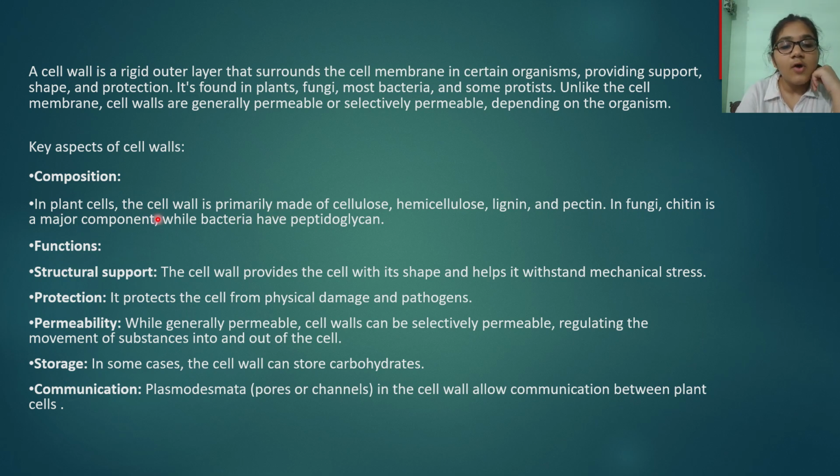The plant cell wall is primarily made up of cellulose, hemicellulose, lignin, and pectin. In fungi, chitin is a major component, while bacteria have peptidoglycan. ओके बैक्टीरिया में किससे बने हुए हैं वो लोग? पेप्टिडोग्लाइकेन. And in the fungi it is made up of chitin. And functions, what is the function of it? Meaning आपका सेल वॉल का क्या फंक्शन है?